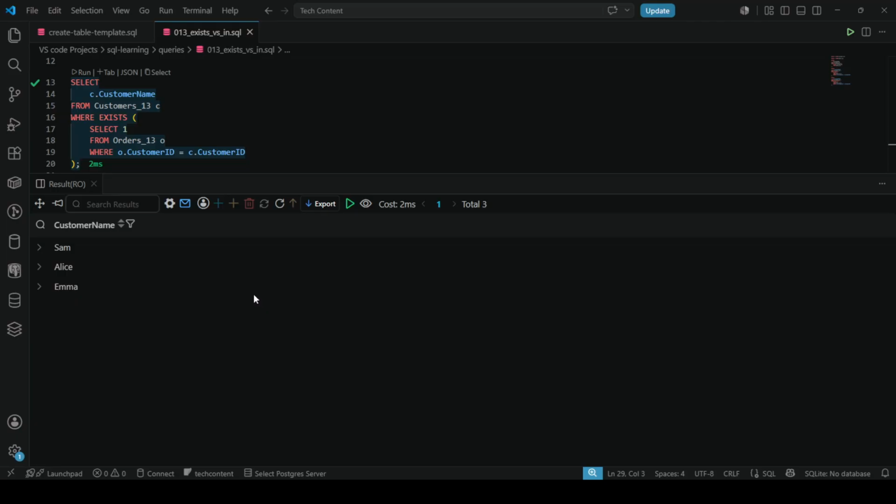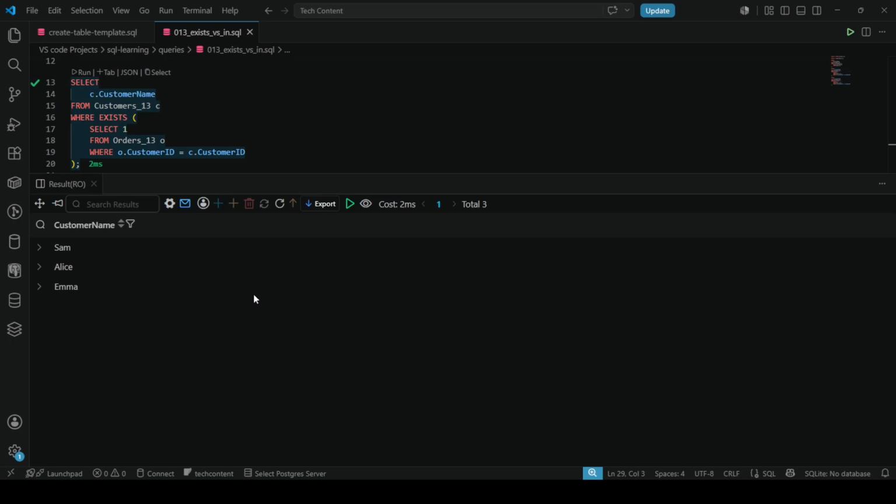Often useful with a list of subqueries and often useful with correlated subqueries. These two basically compare values versus existence. Now EXISTS returns true or false conditions.